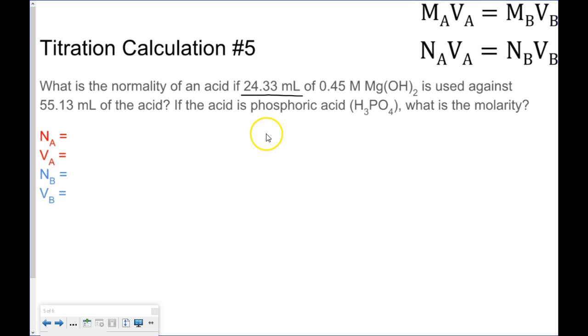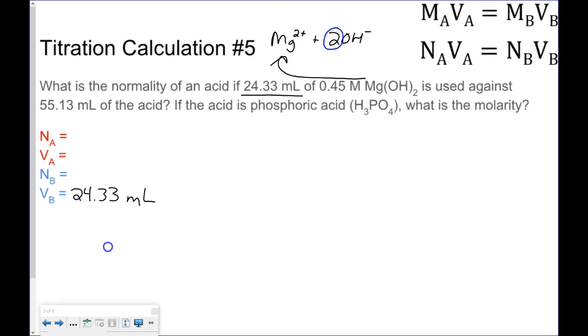All right, now this one's going to be a little bit trickier because what I'm looking for here is not the molarity, but the normality. So I'm going to start with the volume of my base, which is going to be 24.33 mLs. Now, when I take magnesium hydroxide, that one is actually going to split out. I'm going to get 1 magnesium cation and 2 hydroxide anions. So for each mole, I'm going to get 2 moles of the hydroxide. So 0.045 molar is actually going to be 0.9 normal. I've got to multiply it by 2 because that's my conversion there.